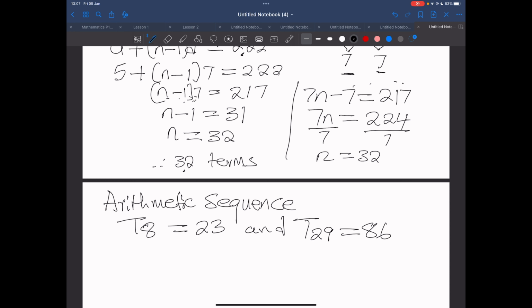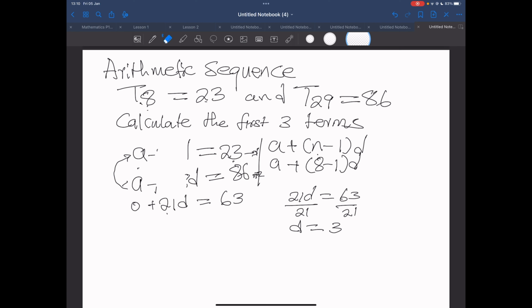We can divide by 21 both sides to get the value of d, which is 3. 63 divided by 21 is 3. So we now have the value of d, so we can get the value of a. We can substitute in any of the two equations.